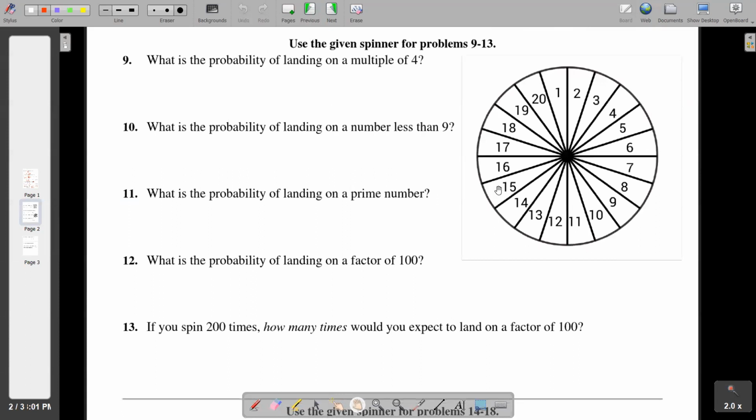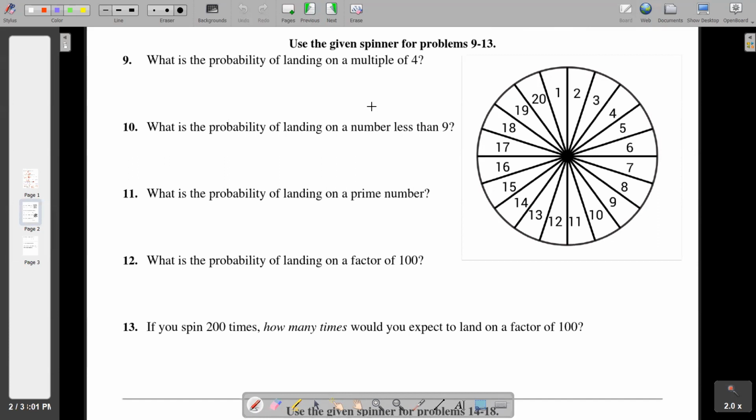The first thing we need to understand is that there's 20 spaces. There's no 0 here, so what you see is what you get. What is the probability of landing on a multiple of 4? This again begs the question of, should I show my work? And the answer is yes. I need to know that if you put an answer down, if it's wrong, I need to know why it's wrong. If it's right, I need to know why it's right.